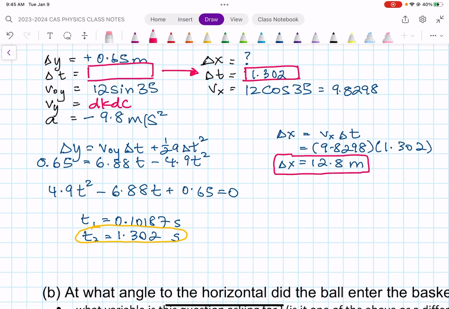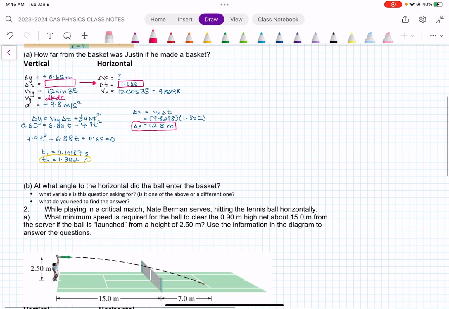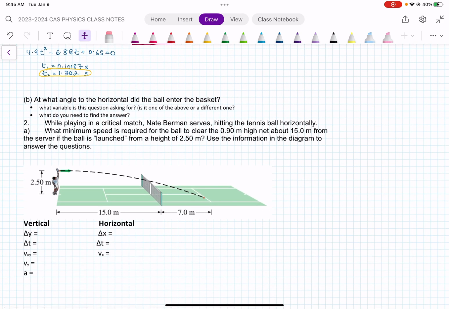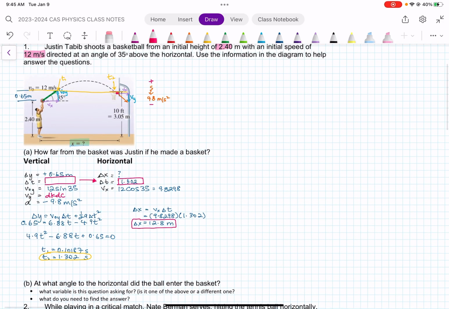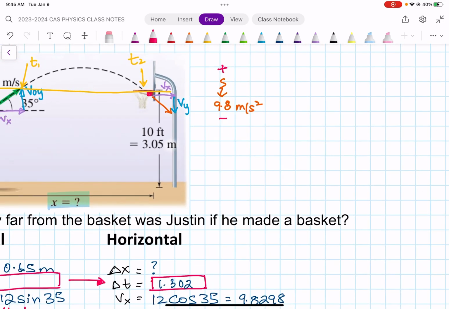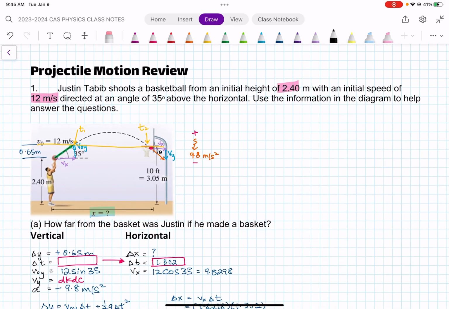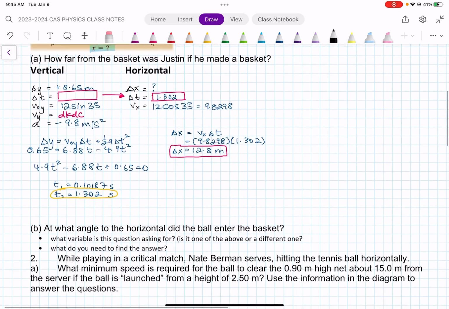That's part A. Part B asks us a different question. It says, what angle to the horizontal did the ball enter the basket? So now we're interested in this orange vector here with the Vx and the Vy. Now what it's asking for is simply the angle, theta. So what we want to do here, we know Vx, we don't know Vy. Right? Because we treated it as our don't know, don't care. But this is a really straightforward triangle question. If we knew the sides, we can find the angle.